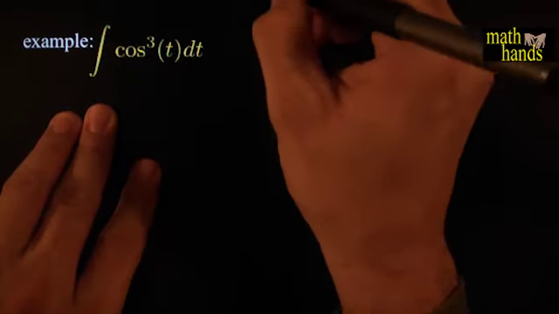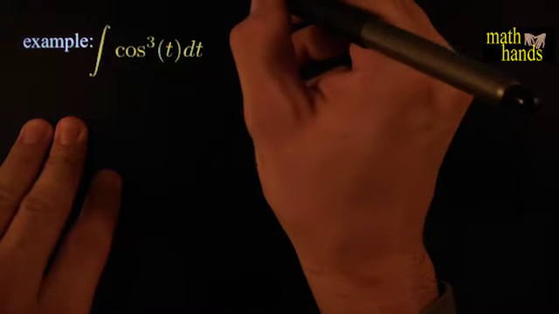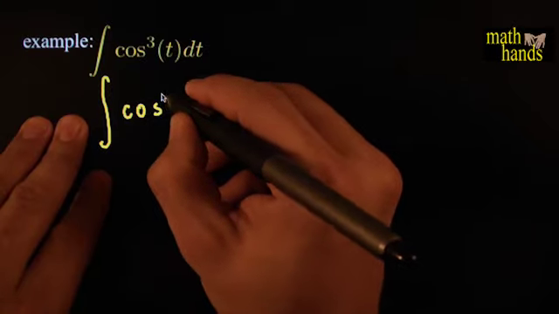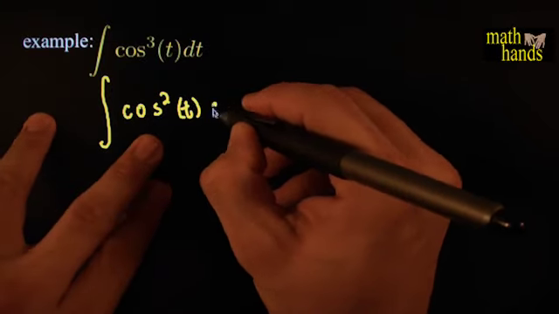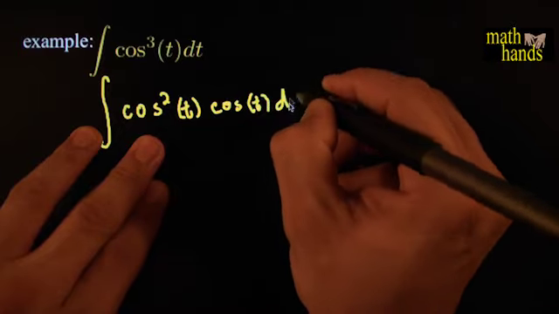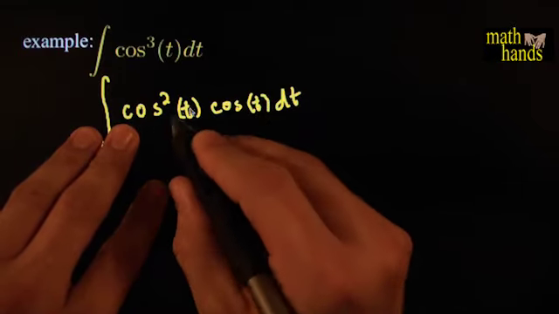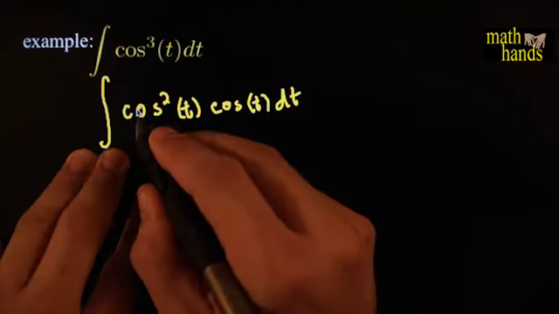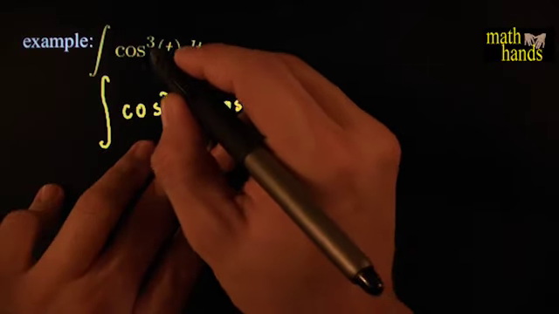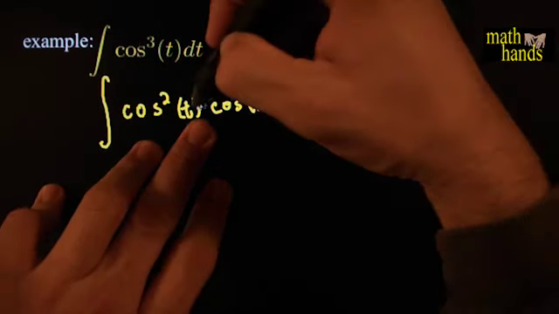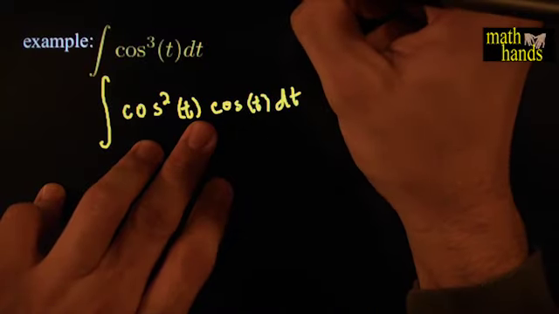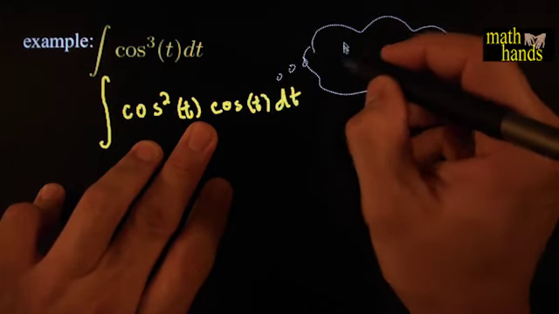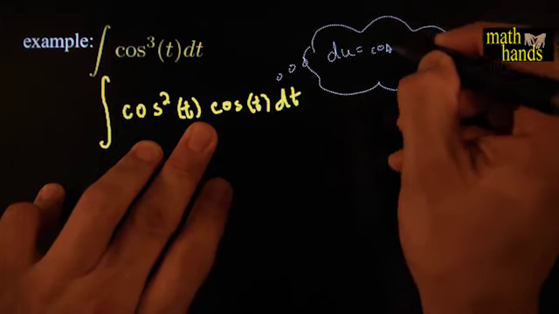Alright, so here's a classic way to do this one. You approach it this way. You say, I've got cosine to the third. That's the same thing as cosine squared times a cosine t times a dt. Cosine squared times another cosine. But the advantage here is that you're earmarking one of the cosines. You're setting it aside and saying, I'm going to earmark that precisely for my du. My du is going to be my cosine t dt.